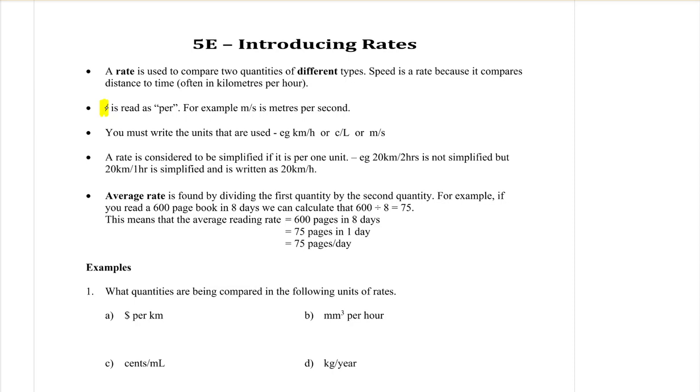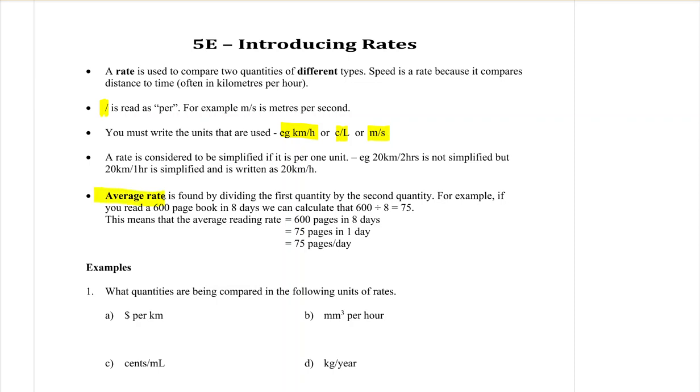So that's like the opposite of ratios. Ratios don't have units, but rates must have them. And they will look like this, kilometres per hour or cents per litre or metres per second. The two different types of quantities that we're comparing are in those units. A rate is considered to be simplified if it is per 1 unit. For example, 20 kilometres in 2 hours is not simplified because it's for 2 hours, not 1. But if we divided the 20 by 2, it would be 20 kilometres per 1 hour or 20 kilometres per hour, and that is a simplified rate.